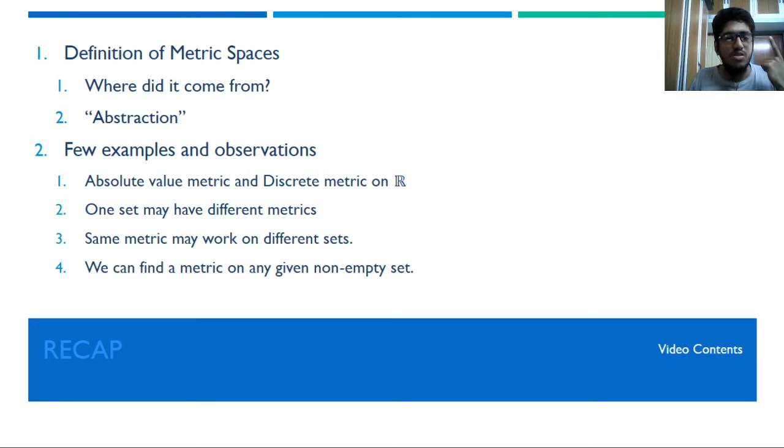Two, we made some observations. That is, one set may have different metrics. Same metric may work on different sets. We can find a metric on any given non-empty set. And I must also add, emphasizing the third point here, same metric may work on different sets. Discrete metric may work on any given set. And thank you, Nigida, for pointing it out. That's some good mathematical thinking.